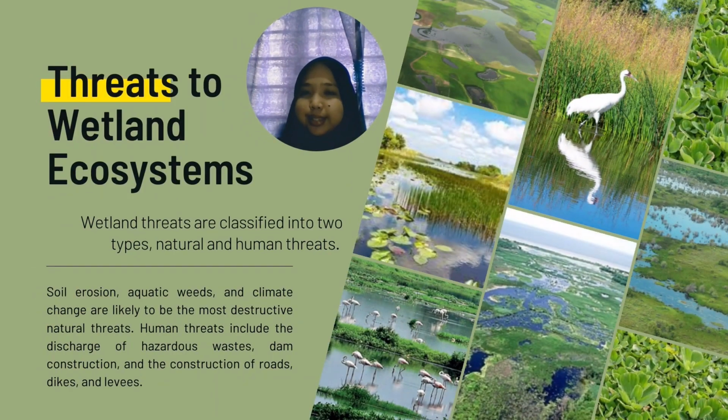However, some threats will destroy these wetlands. Wetland threats are classified into two types, natural and human threats. Erosion, aquatic weeds, and climate change are likely to be the most destructive natural threats. Human threats include the discharge of hazardous waste, dam construction, and the construction of roads, dikes, and levees.